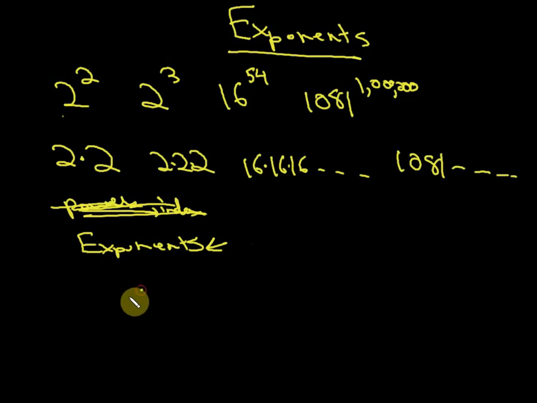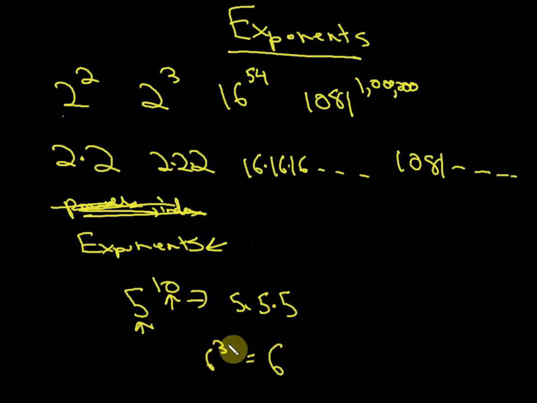except just knowing that when you see something like 5 to the 10th, you're multiplying this by itself 10 times. So this is the number, and this is how many times you're going to multiply it by itself. So if we had 6 to the third, well, we know we have to multiply 6, but how many times? 3 times.